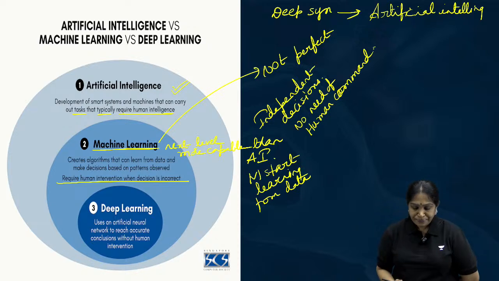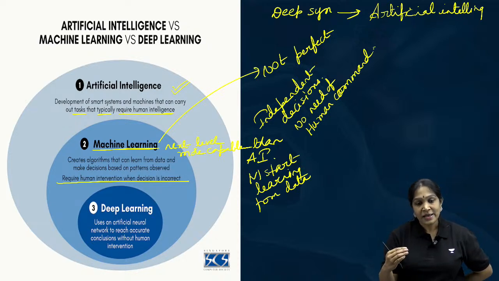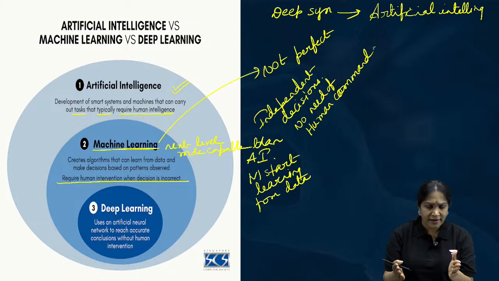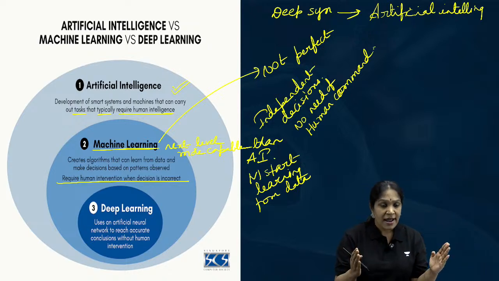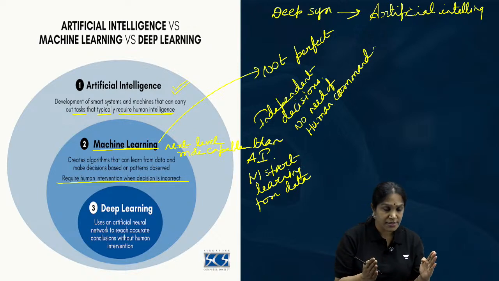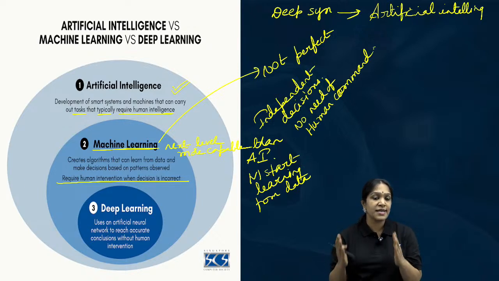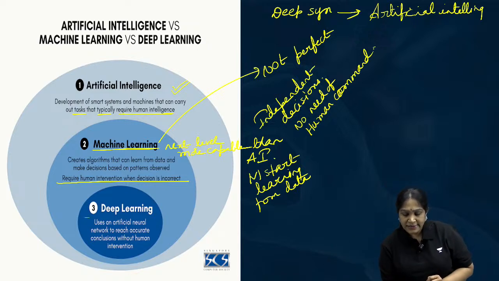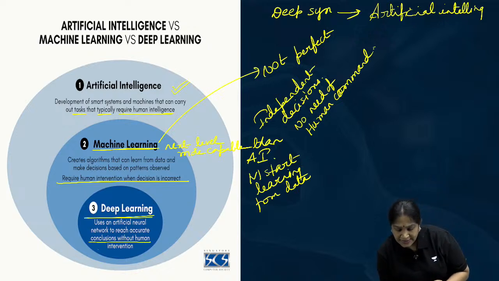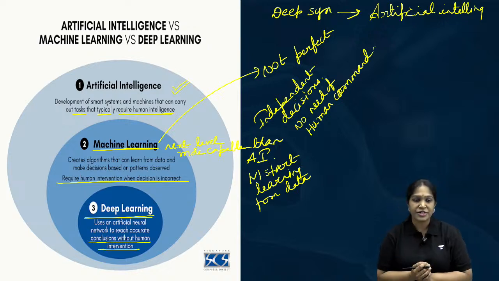Then, when machine learning becomes so perfect that it does not require human intervention at all, and it can take decisions as perfect as a human being can take, then it is called deep learning. In deep learning, there is completely no human intervention.